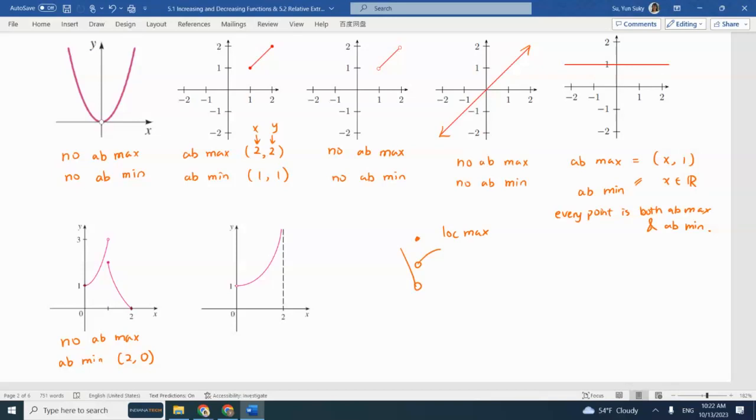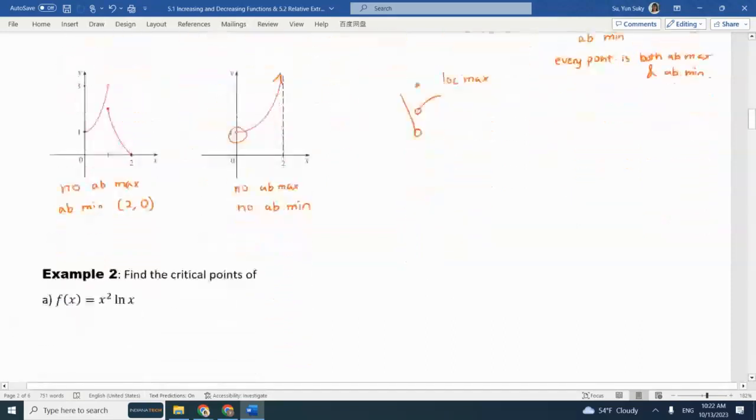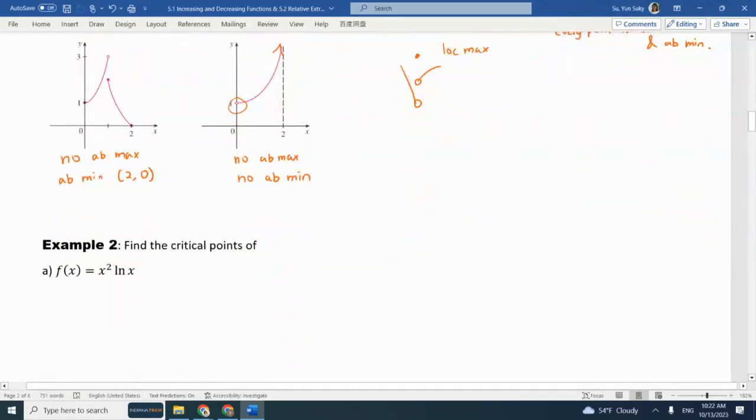The last picture. Do we have an absolute max? No. Does it go up forever? So no absolute max. Do we have an absolute min? No, because that point is open. So far, so good, everybody? Okay.